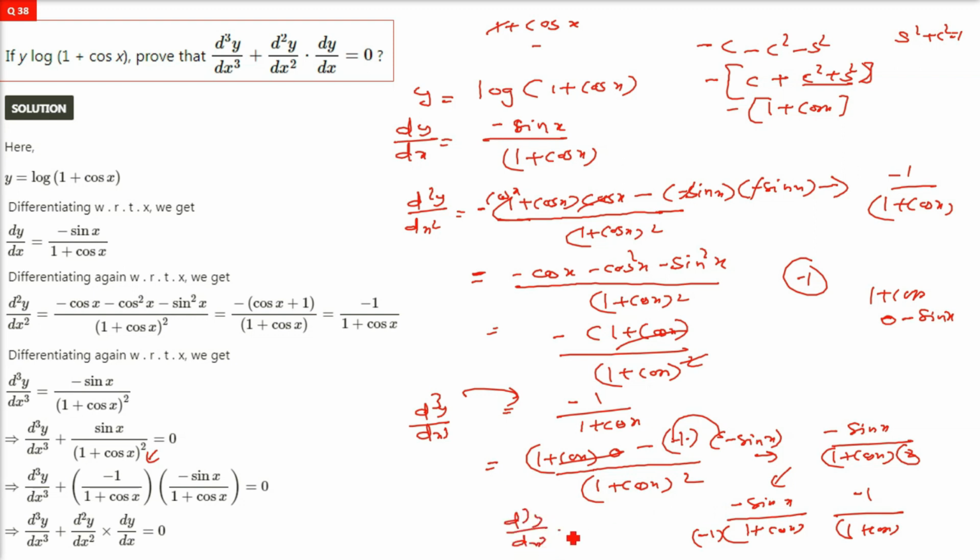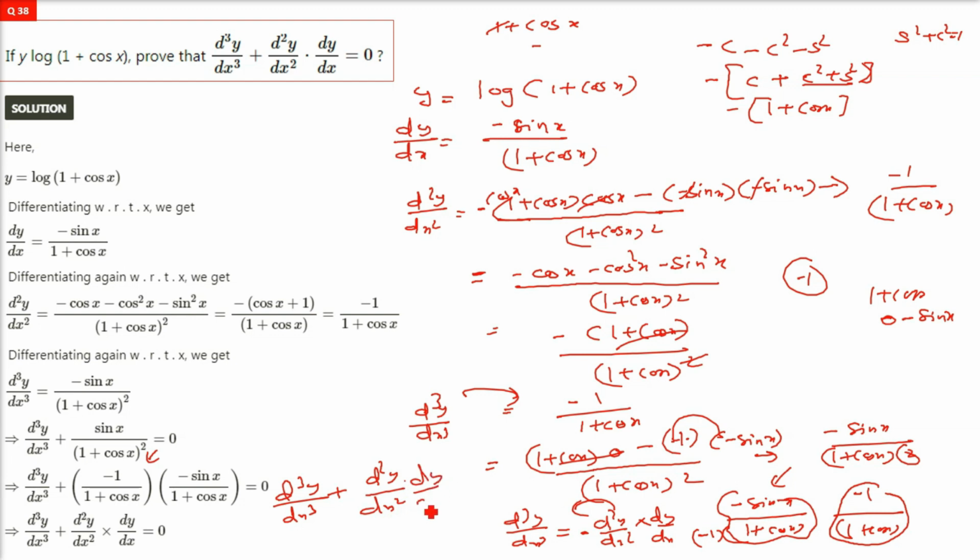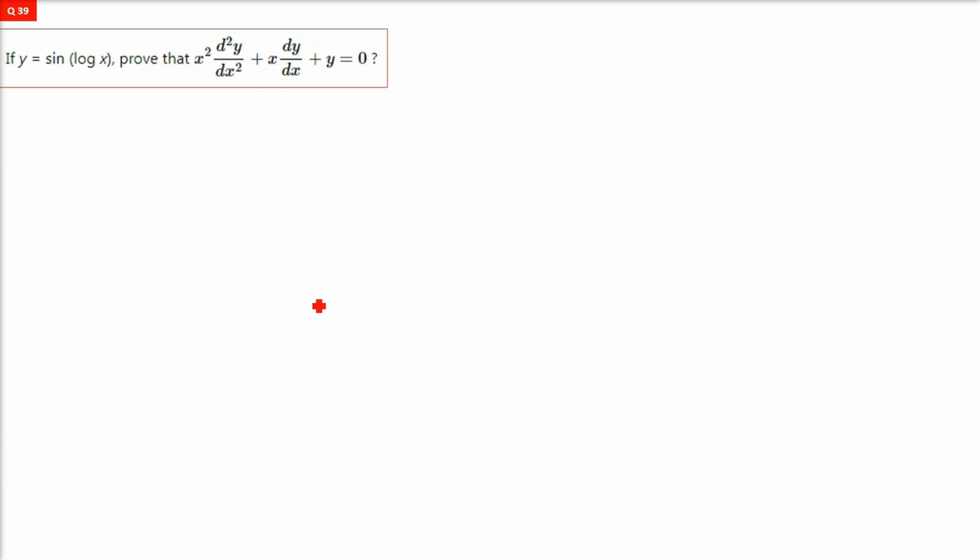So d3y by dx3 is equal to what? So this one is simply your d2y by dx2. So write it here, d2y by dx2. Then we have minus sin x by 1 plus cos x. So what is it? The first thing, that is dy by dx, and you have a negative also, this negative. Now take everything on the left, you will get d3y by dx3 plus dy by dx into d2y by dx2 equals 0.